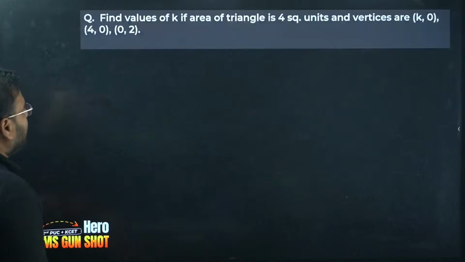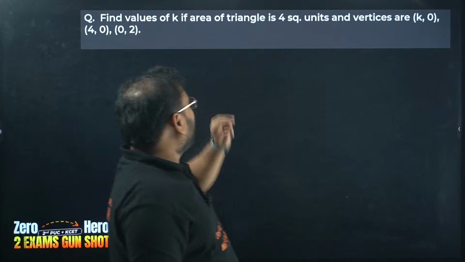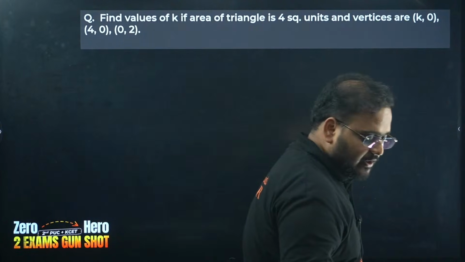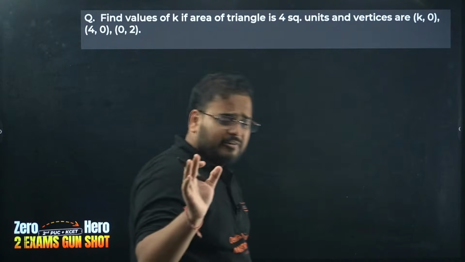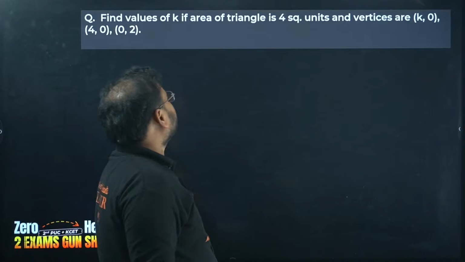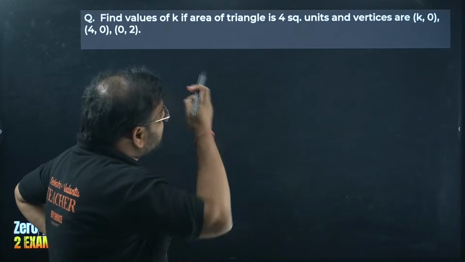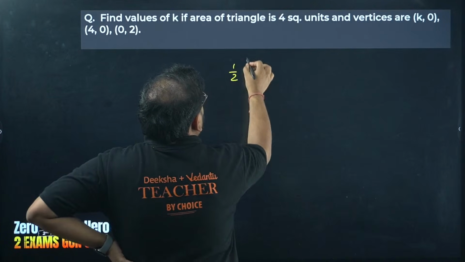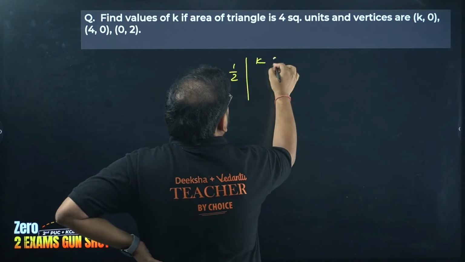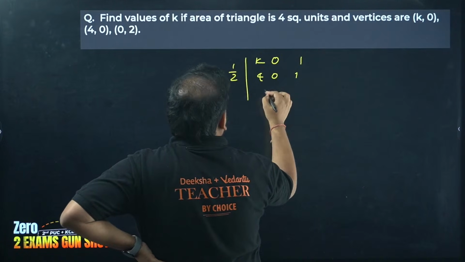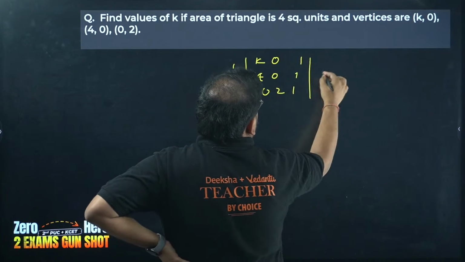Find the values of k if the area of the triangle is 4 square units. So this is a question on the concept that we learned right now, the area of a triangle. Very important, guys, very, very important. Area is given: 1/2, and the coordinates are given: (k, 0), (1, 4), (0, 1) and (0, 2), (1). Area is given as 4.